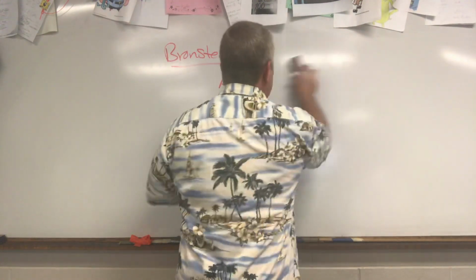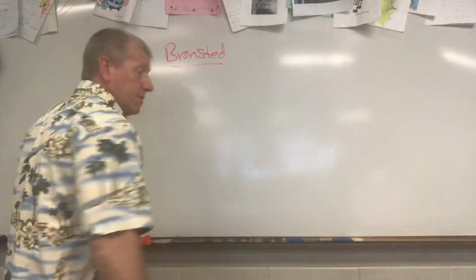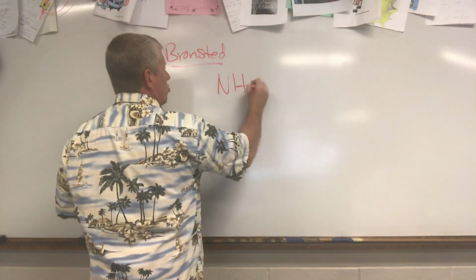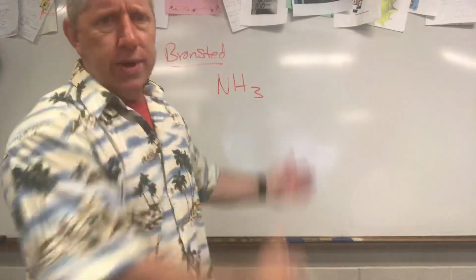All right, so here is an example of a Bronsted base that would not be an Arrhenius base. This is NH3, ammonia.